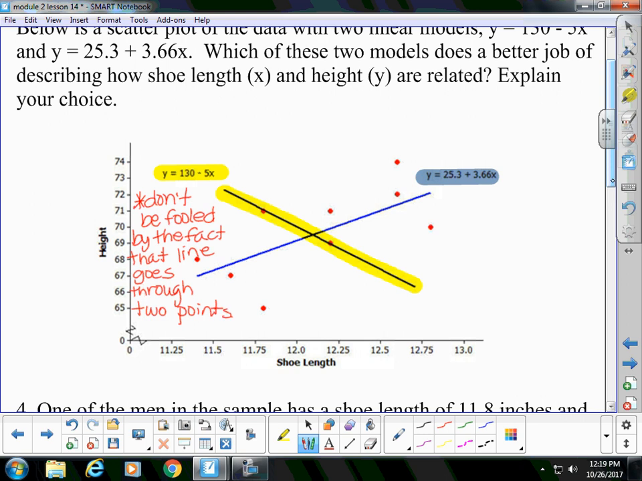What you have to be more careful about is this is the correct one. And the reason why this one is correct is a couple of reasons. One, that line goes through the center of the points.